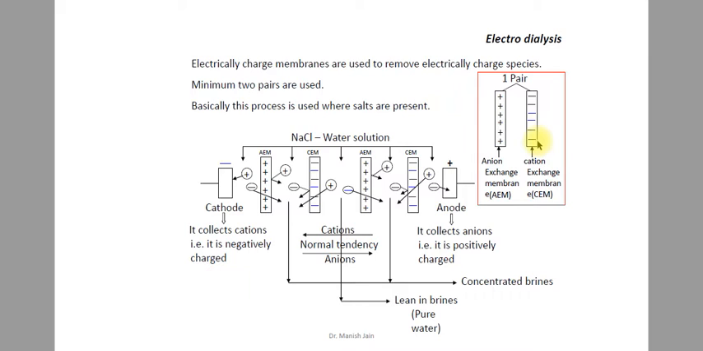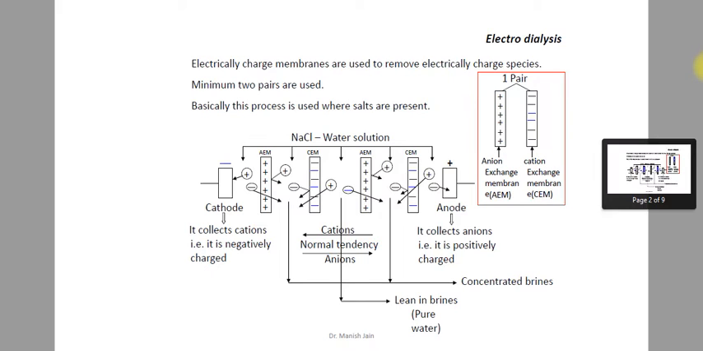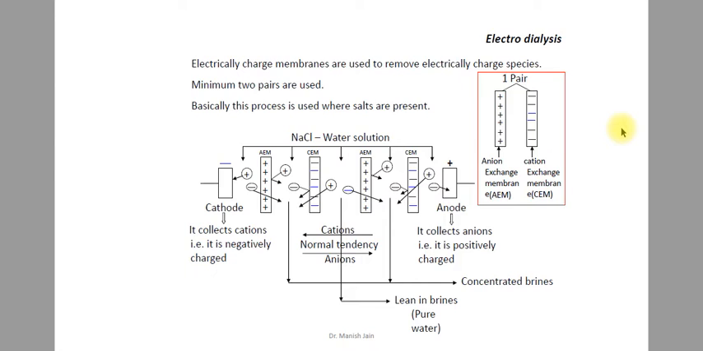So basically this type of electrodialysis process is used where you have salt as an impurity in the water. So you can separate out the salt from the water by using electrodialysis. For example, you want to purify brine. Brine is the concentrated salt solution.